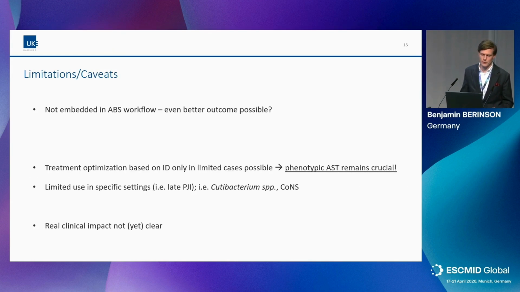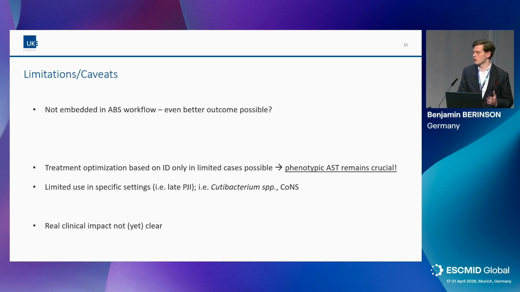Also, obviously, there are important limitations. So we didn't have this embedded in an antibiotic stewardship workflow. We, as clinical microbiologists, called the treating clinician with a positive result. So if this could have been embedded somehow in an antibiotic stewardship intervention, the outcomes might have been even better. And treatment optimization based on ID alone is only possible in a limited number of cases, for example, MSSA, MRSA, or beta hemolytic streptococci. But for example, if you find Enterobacterales, you cannot really adjust the therapy just on the ID alone. So phenotypic AST still remains crucial.